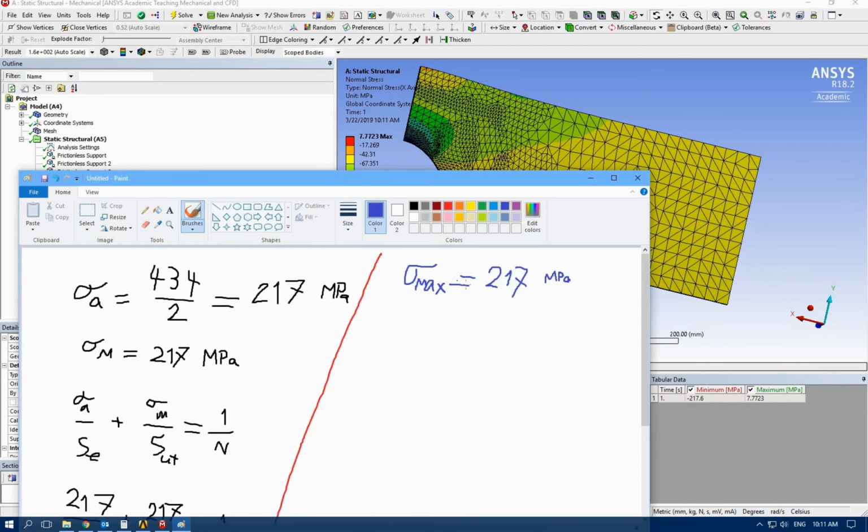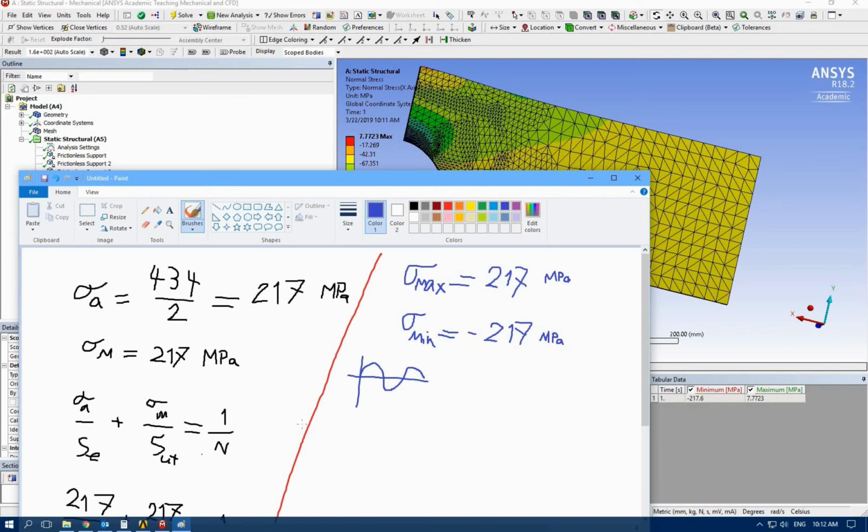Let's write it down. So maximum stress was 217 megapascal and minimum stress is negative 217 megapascal. Okay, which makes sense because this is fully reversed, and the graph was something like this. So we should have positive, negative all the time.